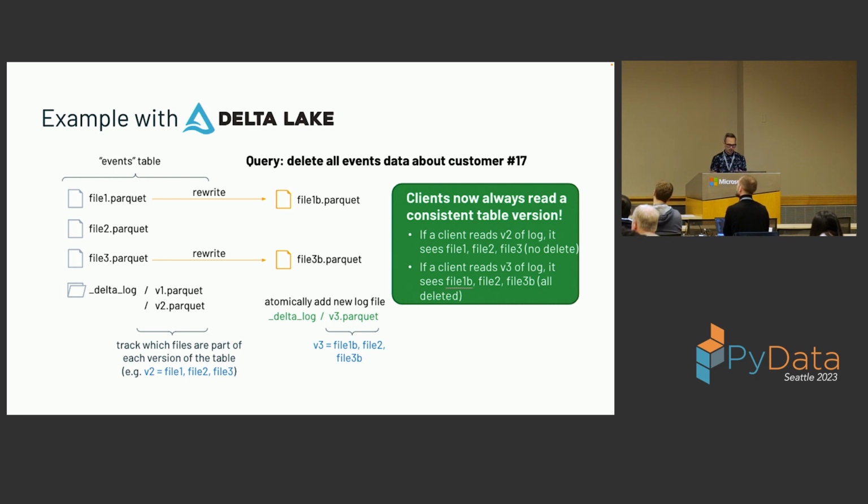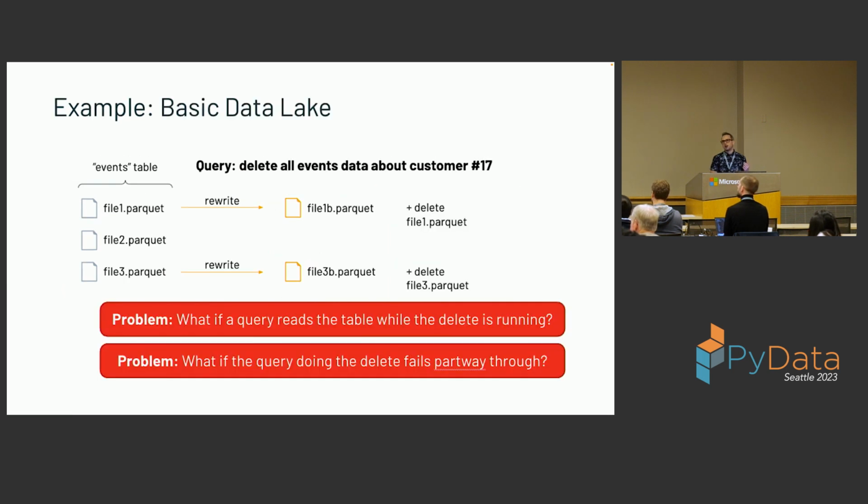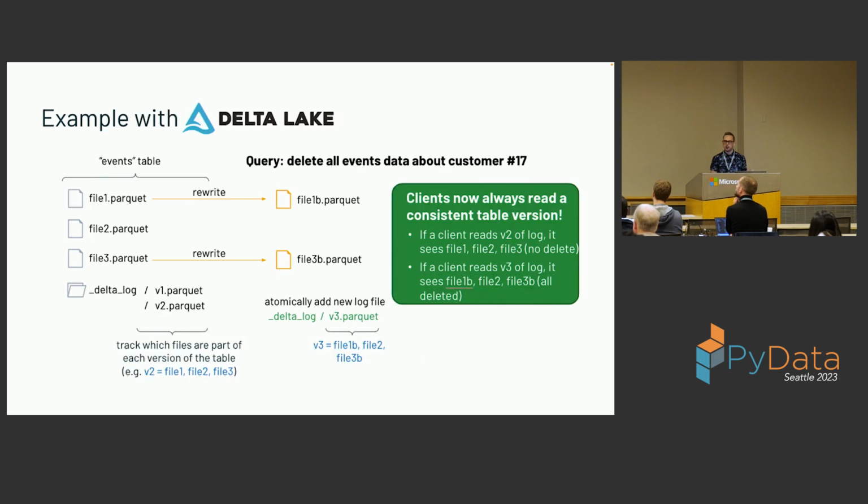So before, if something failed partway through, you could read inconsistent data. But here, the client will actually go to the transaction log and see what versions are available. And that log won't be updated until all those Parquet files are successfully written. And because we weren't deleting the previous files as we were writing the new files, and they're both there, we can roll back to the previous version if we need to.